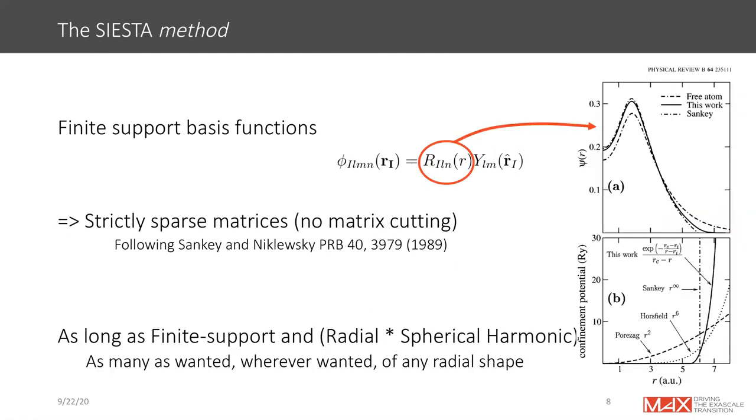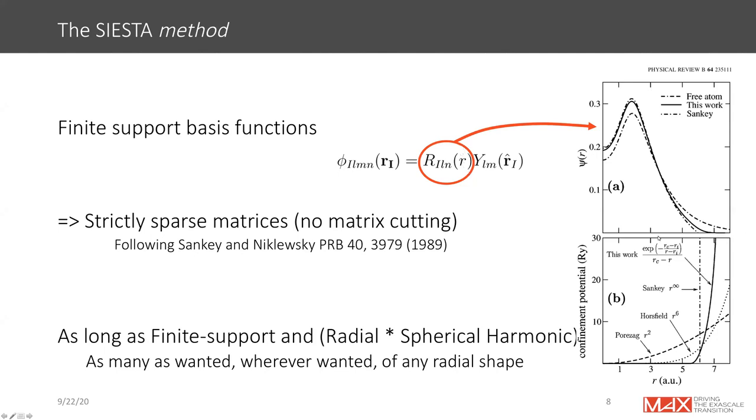Now, going a little bit more to the peculiarities of Siesta itself, and actually of the Siesta method, we are going to be using finite support for the basis functions. That is, the radial shapes that I was talking about for the atomic-like orbitals are going to be such that they are strictly confined within a radius from the center of that orbital.